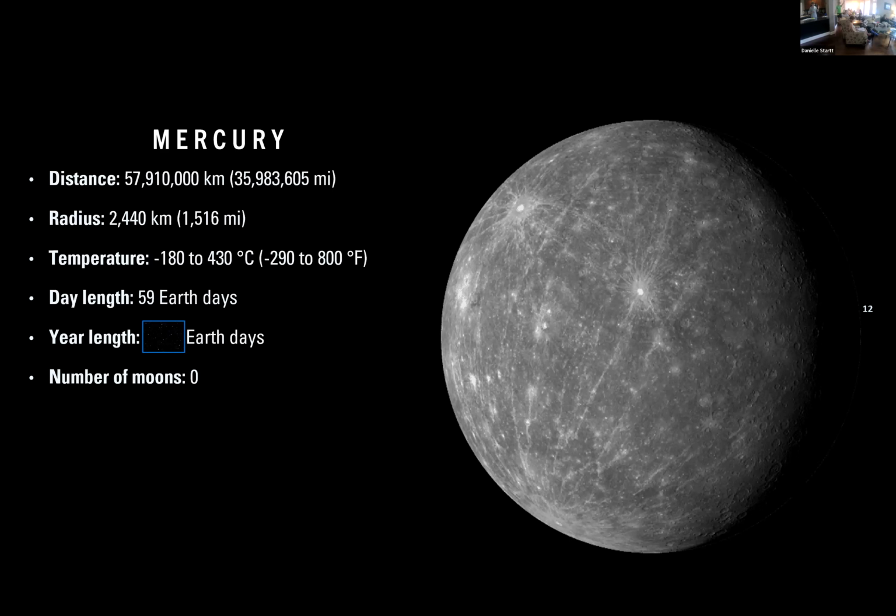All right. Do you want to take a guess at this, Jordan? What this might be? Oh, I bumped it. I'm sorry, I bumped it by accident. So almost 88 Earth days for 1 year on Mercury.